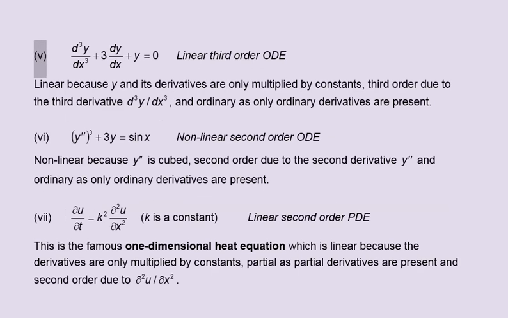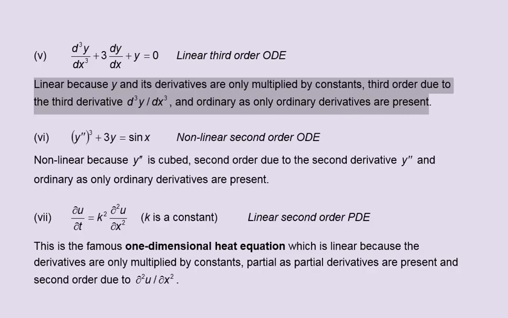5. d3y over dx cubed plus 3 dy by dx plus y equals 0. Linear third order ODE. Linear because y and its derivatives are only multiplied by constants. Third order due to the third derivative d3y over dx cubed. And ordinary as only ordinary derivatives are present.